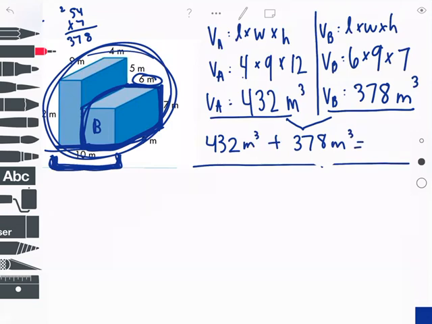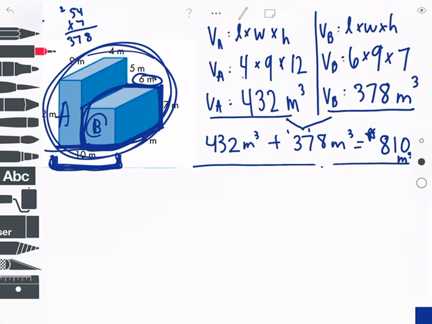Okay, 8 plus 2 is 10, carry the 1. 7 plus 3 is 10, plus 1, carry the 1. 4 plus 3 is 7. So it's 810 meters cubed. Don't forget your meters cubed, okay? So first, you have to find A, then you find B, add them together, and that's your answer.